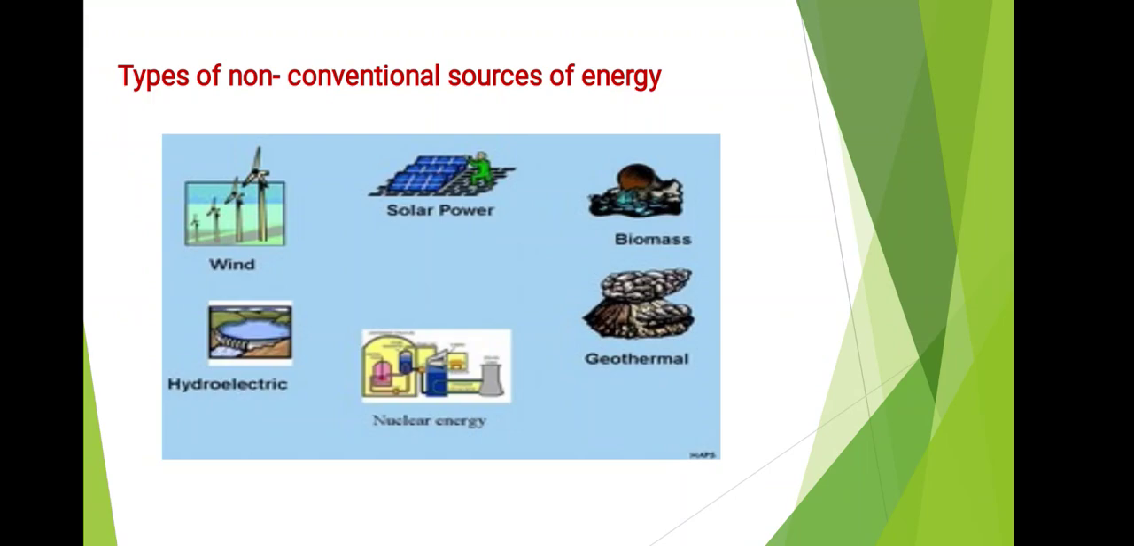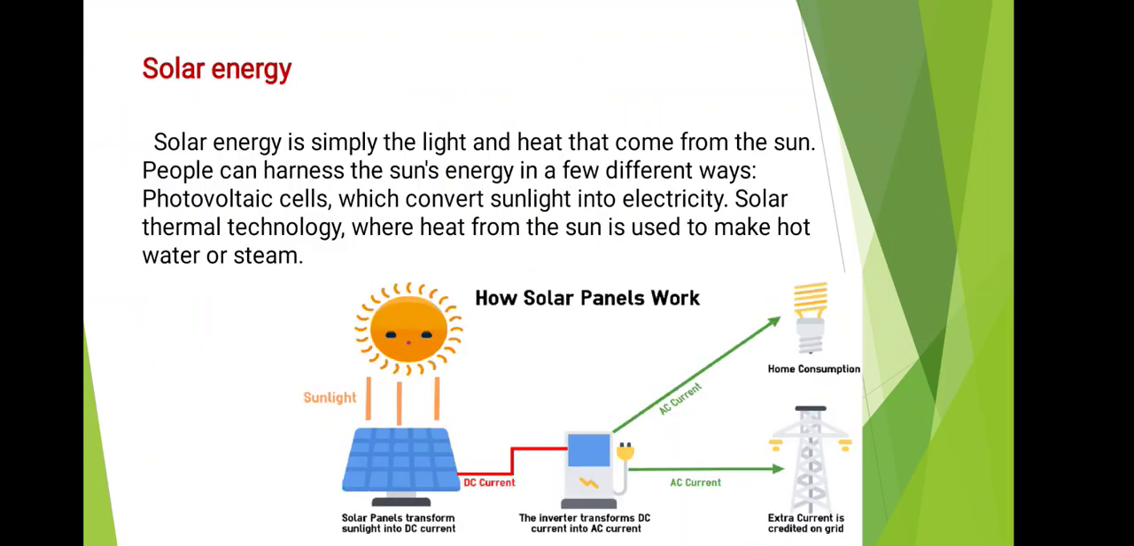Types of non-conventional energy sources: wind energy, hydroelectric energy, nuclear energy, geothermal energy, biomass energy, and solar energy. These are the examples of the non-conventional energy sources. Solar energy. What is solar energy? It is simply the light and the heat that comes from the sun. We harness this to generate electricity or power. Here I have taken an example of how this energy works. Whenever the sun shines on the photovoltaic cell, it directly converts this radiation into electricity, and then we can use this for our home appliances.